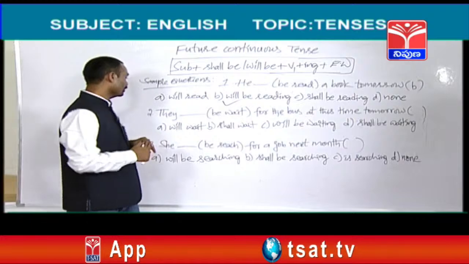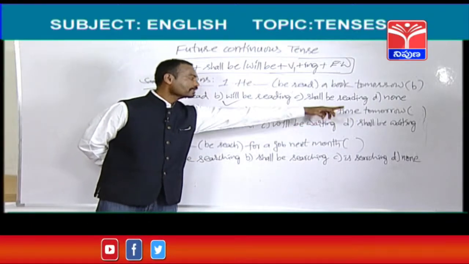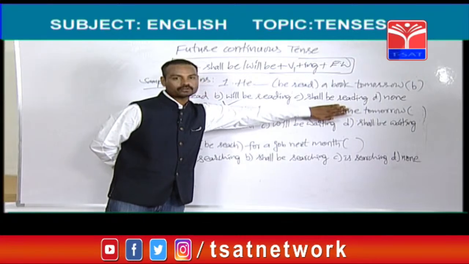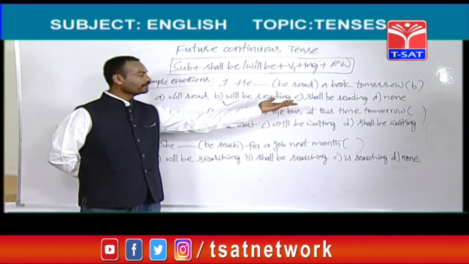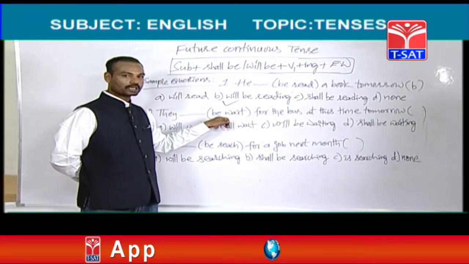Let's see second example. They dash, under the bracket be wait, for the bus at this time tomorrow. See, at this time tomorrow, or just we can say tomorrow also. So again, this is simple future and future continuous you can treat, but come here to find out whether it is future continuous or simple future.